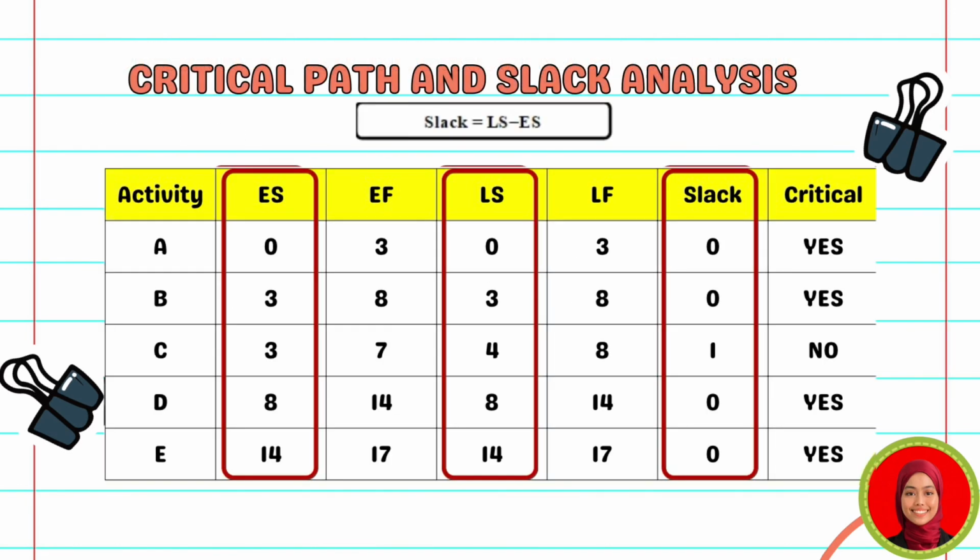The slack analysis reveals the following result. Activities A, B, D, and E all have a total slack of 0, confirming that they lie on the critical path and cannot be delayed without affecting the overall project completion. Activity C, however, has a total slack of 1 day, meaning it can be delayed by up to 1 day without impacting the project deadline. Therefore, the critical path is A to B to D to E, with a total duration of 70 days.